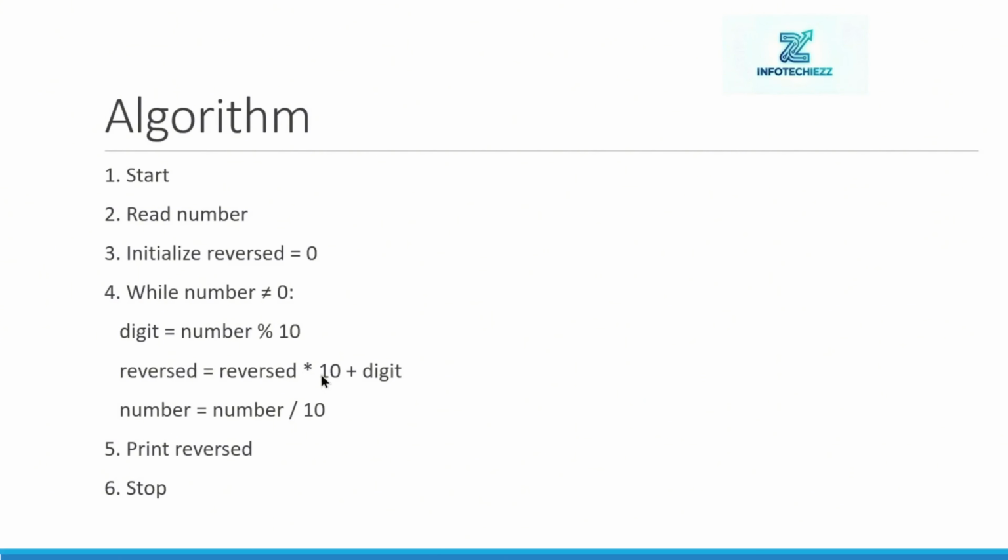So I'll explain this while I code. And at last we use a modulo and division operator for removing the last number. The modulo operator is for taking the last number and the division operator is for removing the last number. After that we have to print the number. So that is our reversed number.